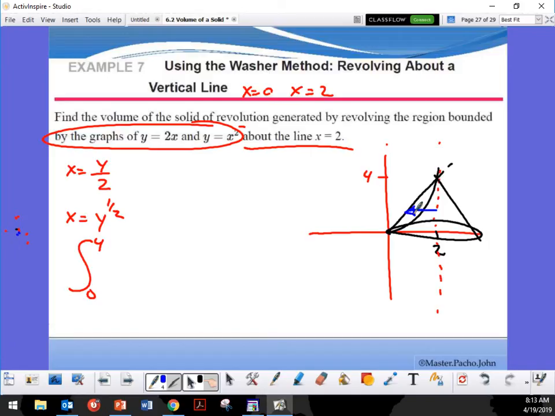Because I only want from here to here, right? So it's going to be 2 minus 1, right? Because 2 would give me all the way from here. That's 2, right? But I only want from here to here. So it's going to be 2 minus y over 2, whatever this function is, because the function is going to give me this piece. Does that make sense or no? No? Okay.